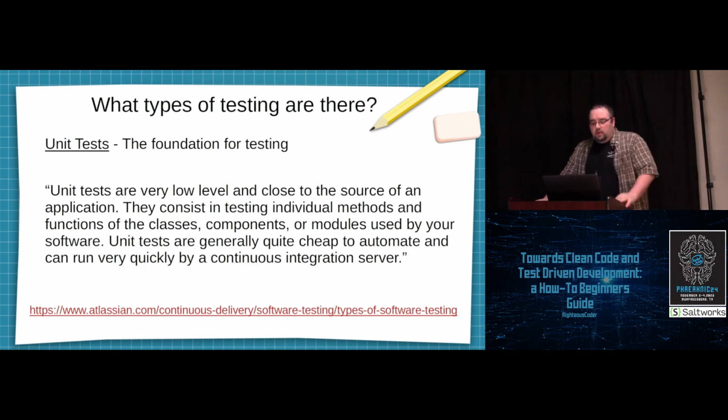And this is a quote from Atlassian. Unit tests are very low-level tests and close to the source of the application, if not generally the source itself. They consist of testing individual methods and functions and classes, components, and modules used by your software. Unit tests are generally quite cheap to automate and can run very quickly on a continuous integration server. So that's the key to unit tests. They're cheap and quick to run, so you can automate them running over and over very quickly.